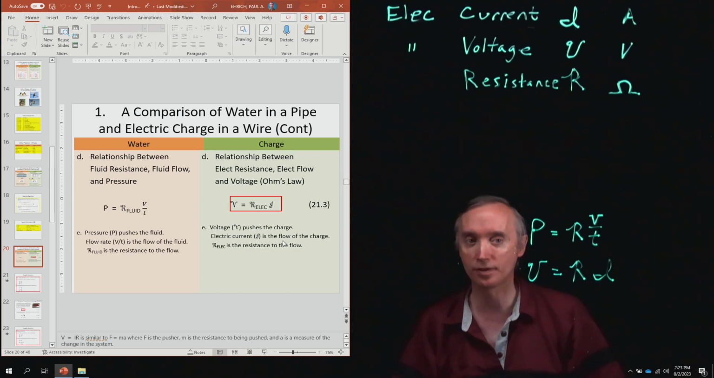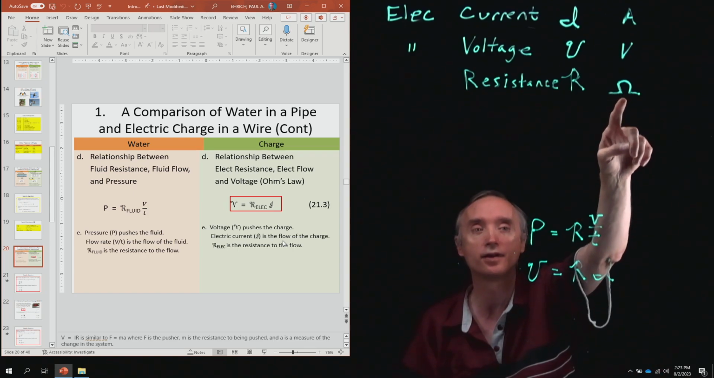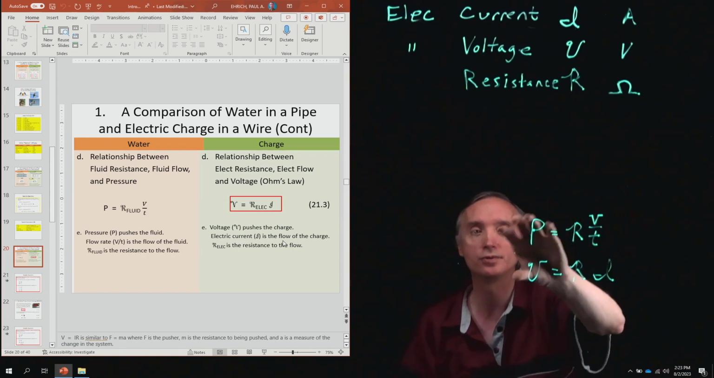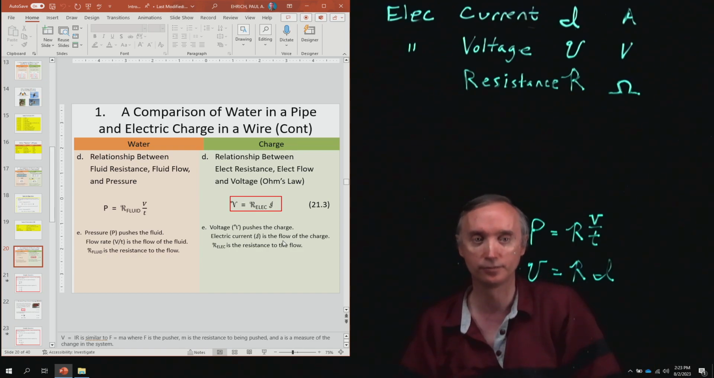And guess who came up with that formula? Mr. Ohm. So the same guy who's got a unit named after him, he was the one that came up with this formula. So this relates the voltage in a system to the current in the system to the resistance of the system.